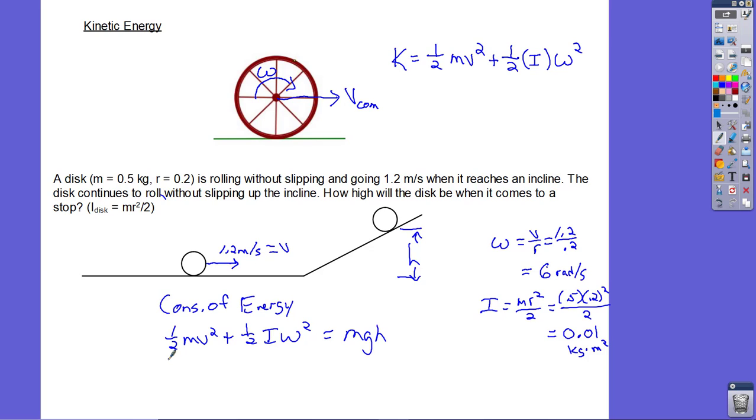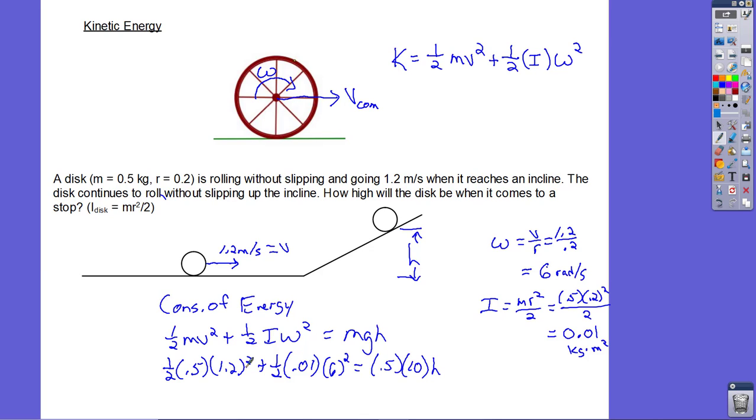So when you set this up, you're going to have 1/2 times 0.5 times 1.2 squared plus 1/2 times 0.01 times 6 squared. That's going to equal the mass, which is 0.5. I'm going to use 10 to make my life easy for little g, times h. Okay, so now it's just an exercise in algebra.